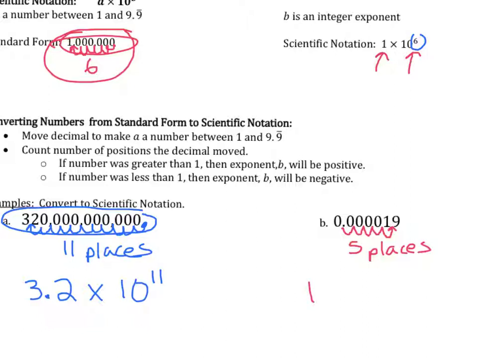And I end up with 1.9 times 10, and my exponent here is going to be negative since this number started out smaller than 1. And so it's going to be to the negative 5th power. So that's going from standard form to scientific notation.